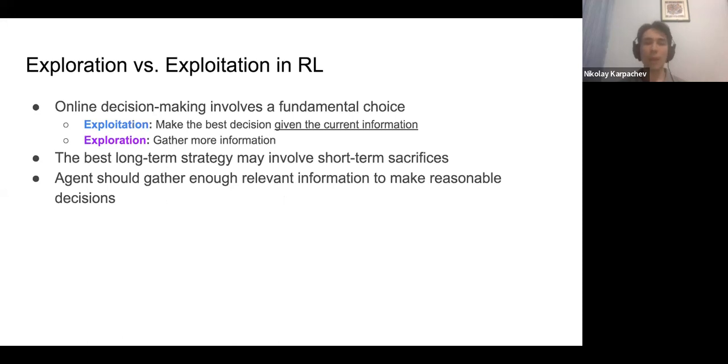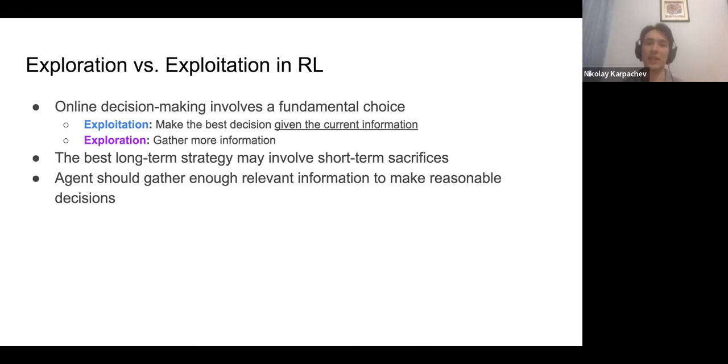So what is exploration? As the name suggests, exploration is connected to the decision whether to explore or stick with the knowledge that we have so far. In reinforcement learning, we make decisions at each time step. We decide whether to commit to some specific action or to make another action. So there is this fundamental choice.